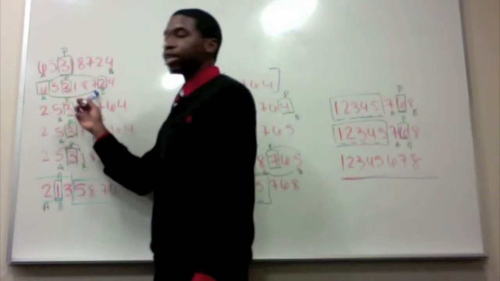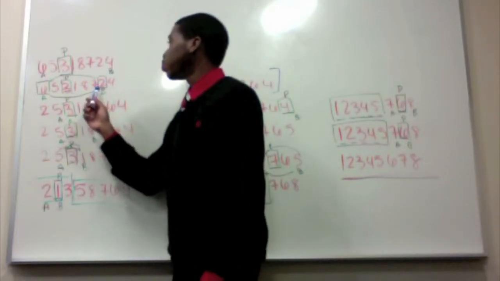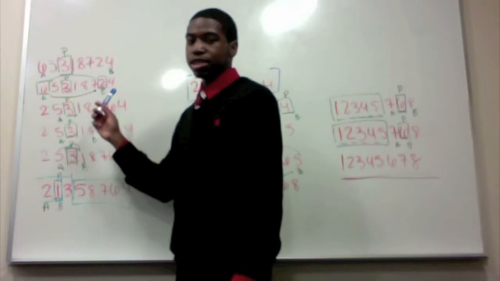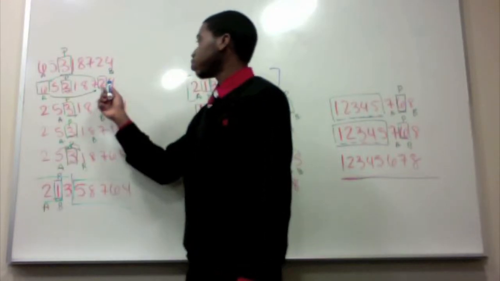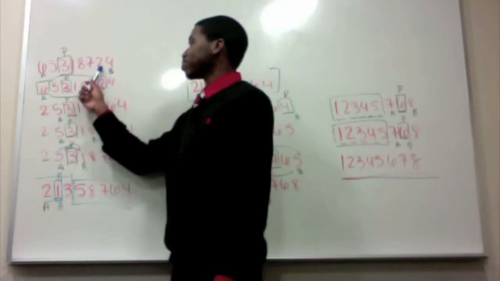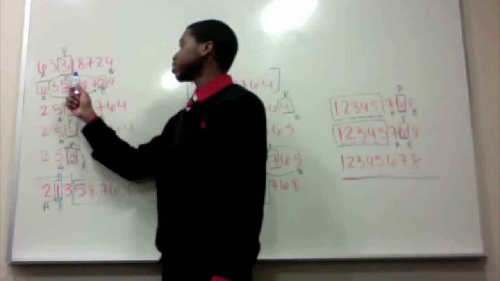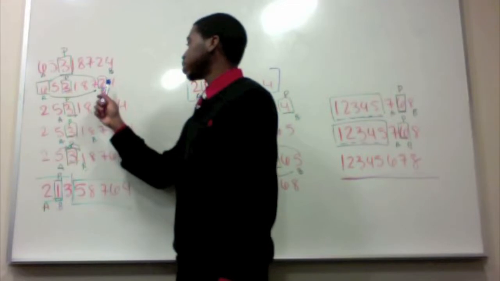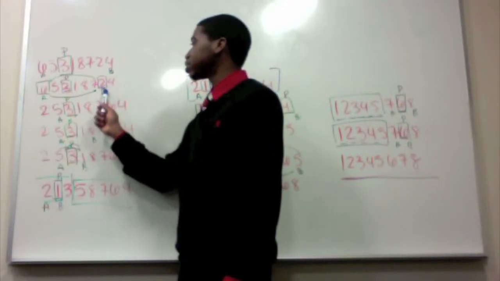Next, we check each pointer to see which number is greater than or less than the pivot. So we start off on the right with pointer B. Number 4 is greater than the number 3. So we leave 4 in its place. We move B to the left 1 space.